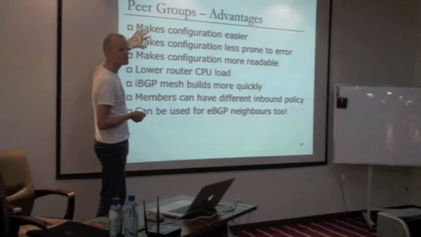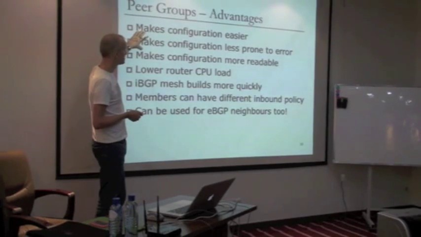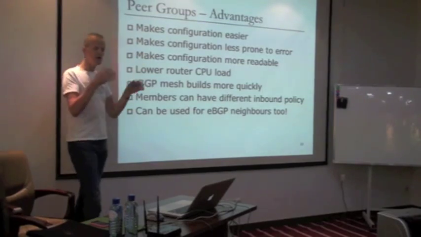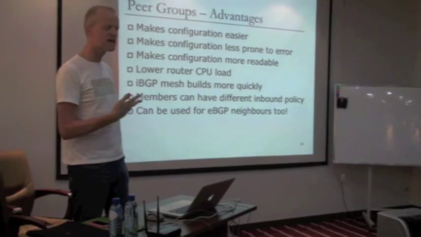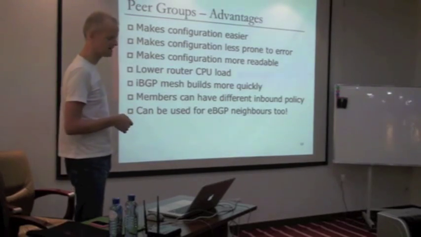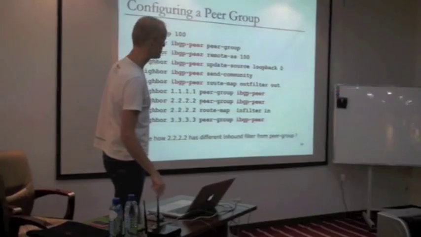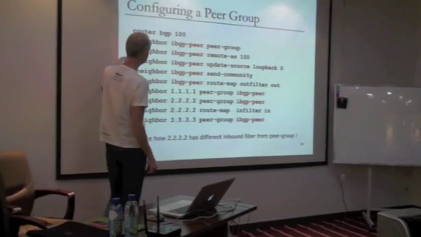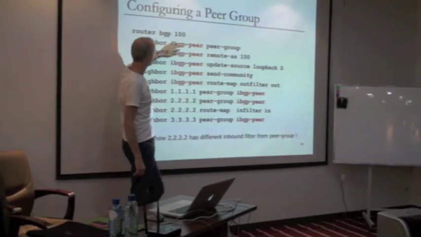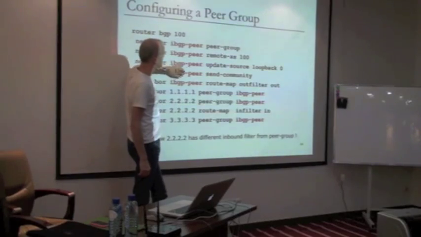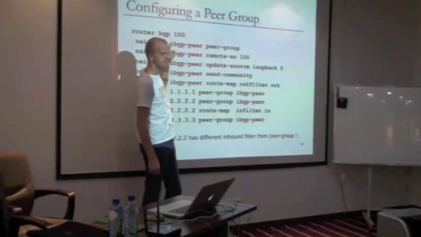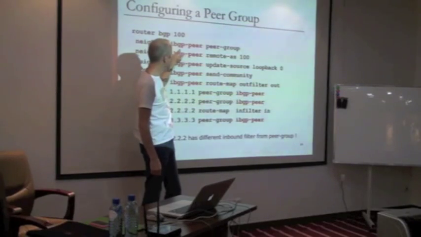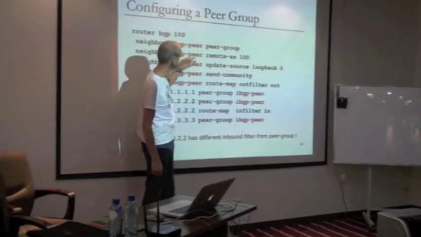So when we get to the end of module 7, which I think we'll be doing tomorrow, we convert the IBGP to using a peer group. And you'll see how it makes the configuration easier. So this is what it looks like. So here's the IBGP session. Neighbor, IBGP peer group. We give it a nice name. So give it a descriptive name. So this is the IBGP peer group.